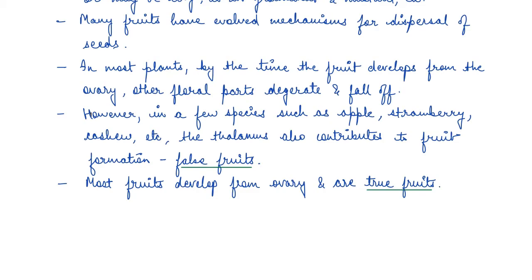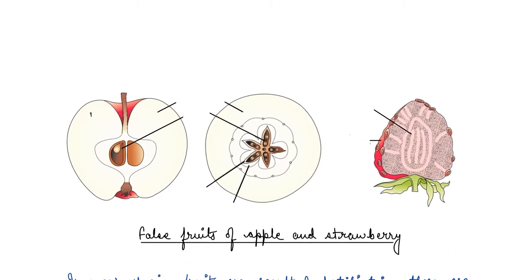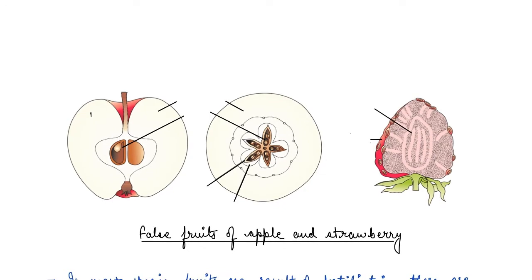So fruits where other floral parts like the thalamus contribute to fruit formation are false fruits, and where the ovary is developed into a fruit are basically true fruits, right? We'll see some diagrams of fruits as well. Here you can see that there are false fruits, and these are apple and strawberry. The fleshy part of the apple that you eat is nothing but the thalamus.